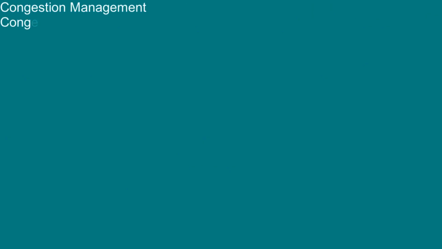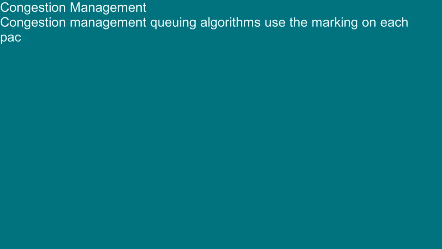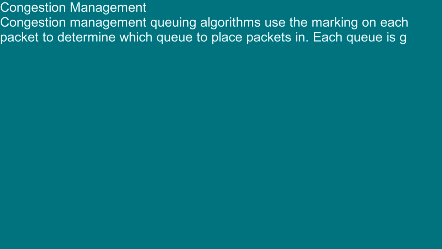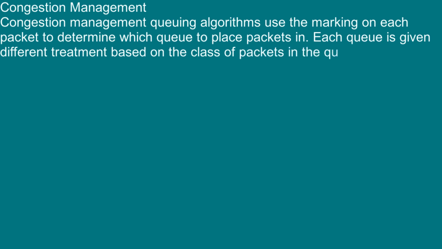Congestion management. Congestion management queuing algorithms use the marking on each packet to determine which queue to place packets in. Each queue is given different treatment based on the class of packets in the queue. Congestion management tools are implemented on all output interfaces in a CoS-enabled network.